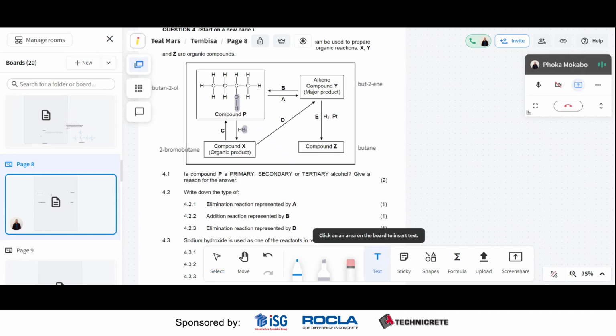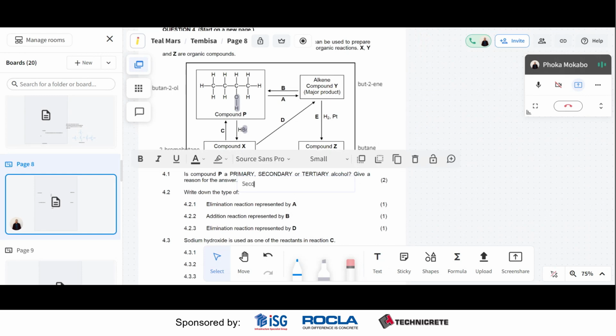Now, the difference between a primary, secondary, or tertiary alcohol is that a primary alcohol will only be bonded to one other carbon. So if you have a carbon at the end, you would have a primary alcohol because that carbon would only be bonded to one other carbon. A secondary would be bonded to two other carbons, and a tertiary carbon would be bonded to three other carbons. So if you look at this case, we are looking at a secondary alcohol, right? Secondary alcohol.